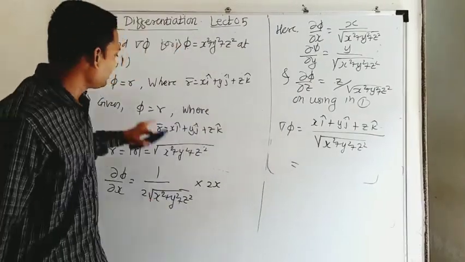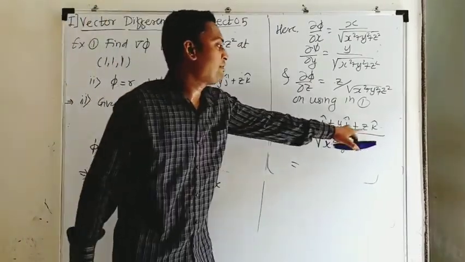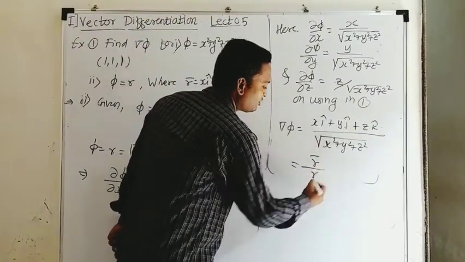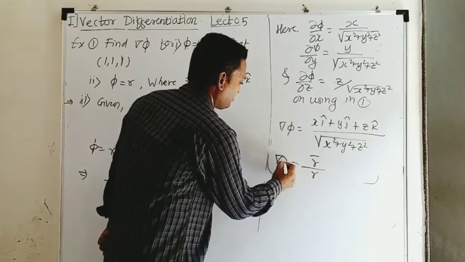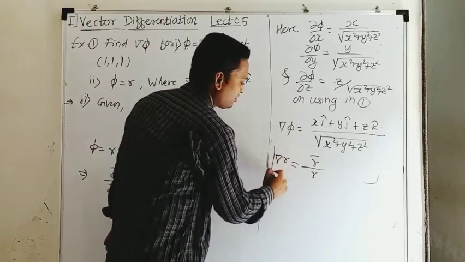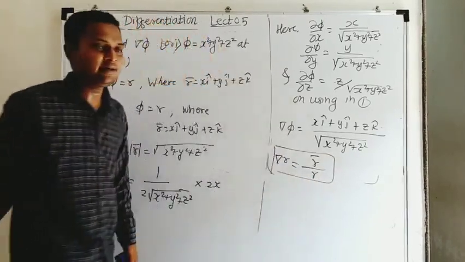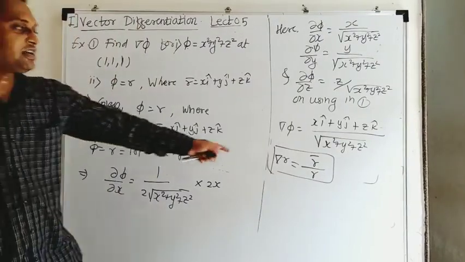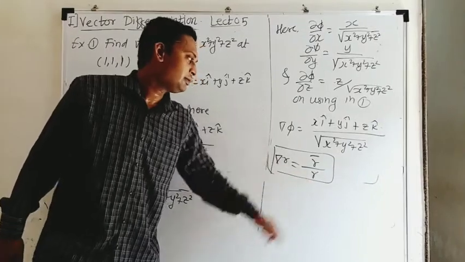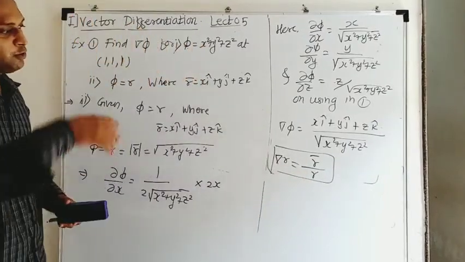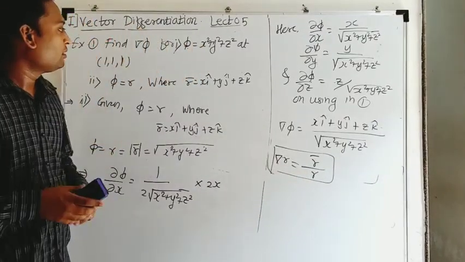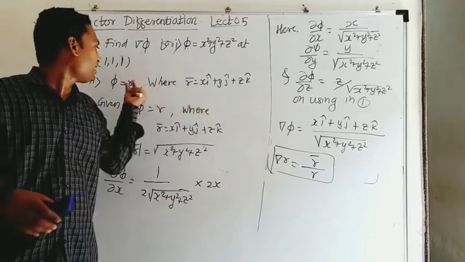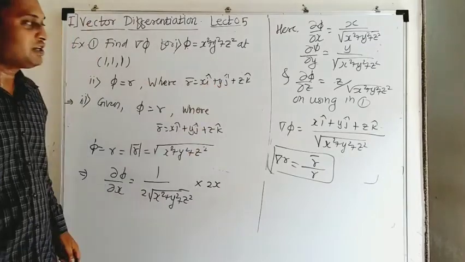You can write the value in terms of r also. We know that xi plus yj plus zk is r bar, and this is the magnitude of that. Phi is r, so del of r is what? R bar by r. So this is the value of the gradient of r, magnitude of r bar, which is r bar by magnitude of r. This is how you can calculate the gradient of r, where r bar is xi plus yj plus zk.